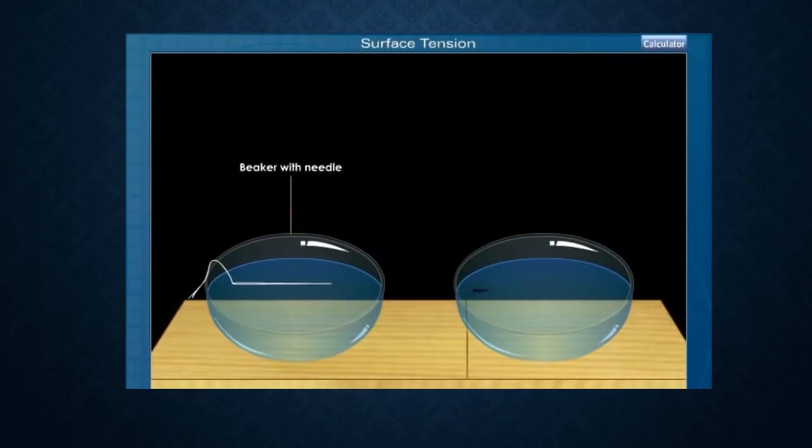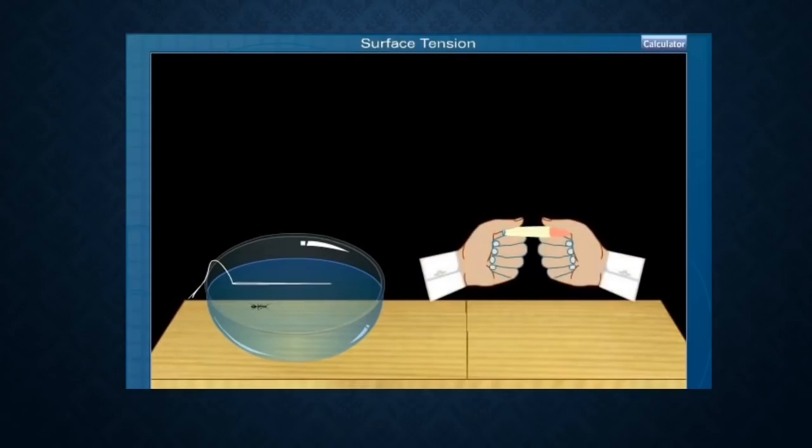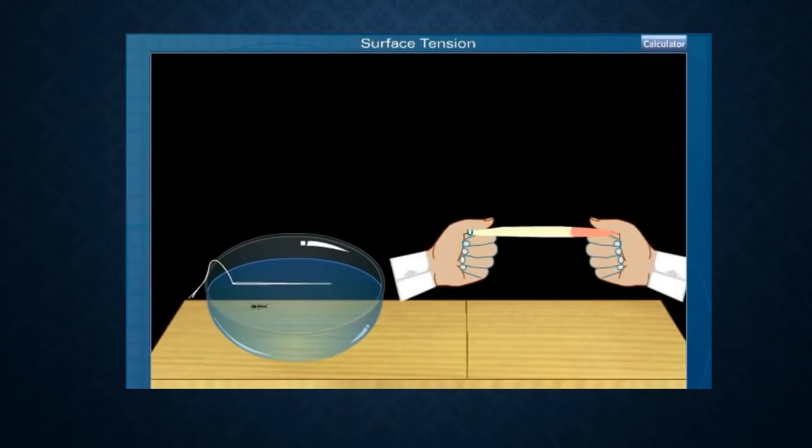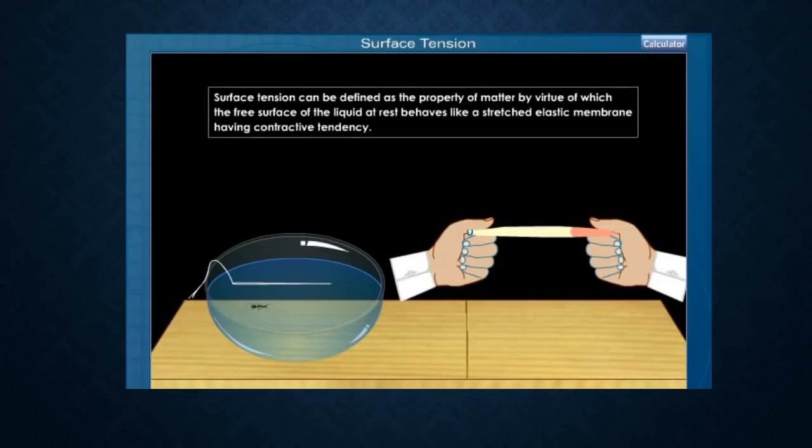Observe the sewing needle placed on the surface of water and an insect walking on the surface of water. We observe that the sewing needle, which is denser than water, floats on it, and the insect is able to walk on the surface of water. How is this possible? This is because the free surface of water, which is at rest, behaves like a stretched elastic membrane supporting the needle and the insect. This property of liquid is known as surface tension. Thus, surface tension can be defined as the property of matter by virtue of which the free surface of a liquid at rest behaves like a stretched elastic membrane having contractive tendency.